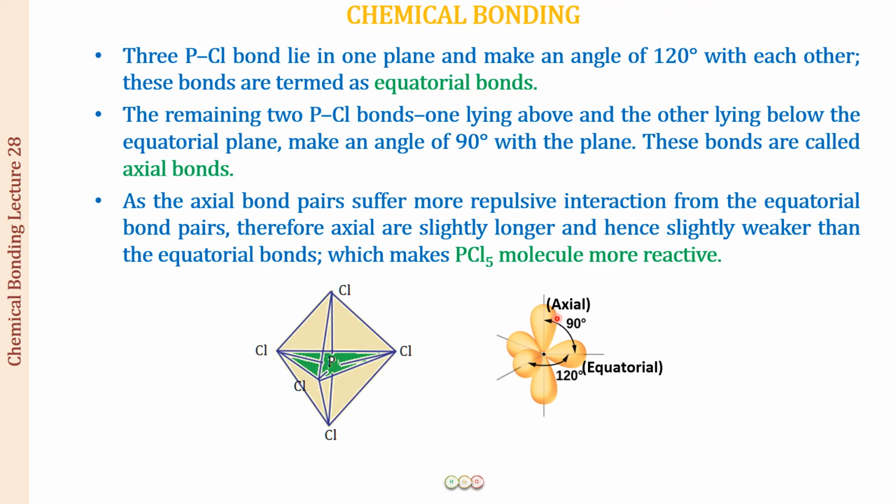So these axial bonds are longer as compared to the equatorial bonds, and this is what makes the PCl5 molecule more reactive. These bonds are longer, and therefore can be broken easily, and if they can be broken easily, PCl5 will dissociate to form PCl3 plus Cl2. And which are the bonds which will be broken? It is these 2 axial bonds which can be broken.